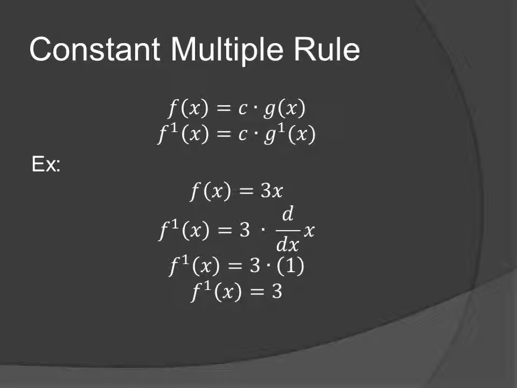Another rule is the constant multiple rule. This rule states that if f of x is equal to c times g of x, then the derivative of it is equal to c times the derivative of g of x. So for an example, if f of x is equal to 3x, then the derivative is equal to 3 times the derivative of x, which in the previous slide we figured out that the derivative of x is just 1. So we would take 3 times 1, which is equal to 3. So the derivative of this function is 3.